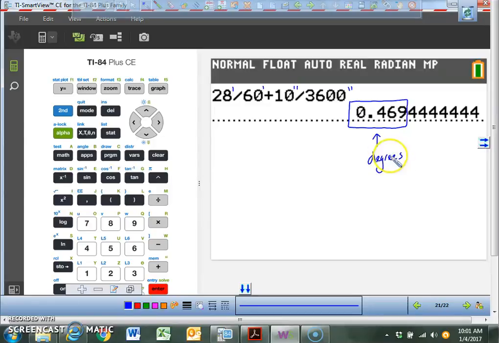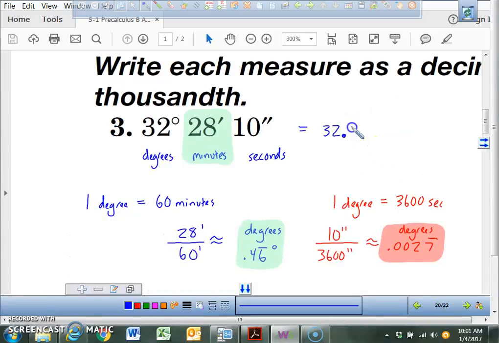So what would be our final answer? We're going to put 32.469 degrees. That's our final answer.